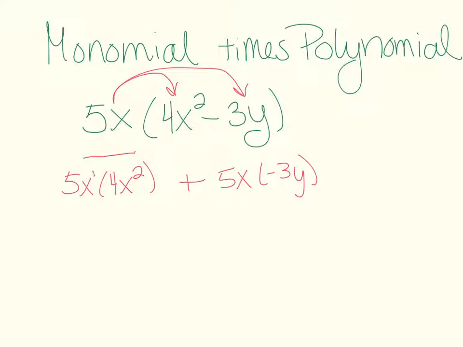Remember, when there's just an x, there's an imaginary power of 1. So when we have 5x times 4x squared, 5 times 4 gives us 20. X to the first times x squared would just be x to the third. Now on the right-hand side, we have 5x times negative 3y. Well, 5 and negative 3 multiplied is negative 15. But then x times y, well, they both have a power of 1. However, since they're not the same base, they're different bases, you can't actually add your exponents. So you would just have negative 15xy.